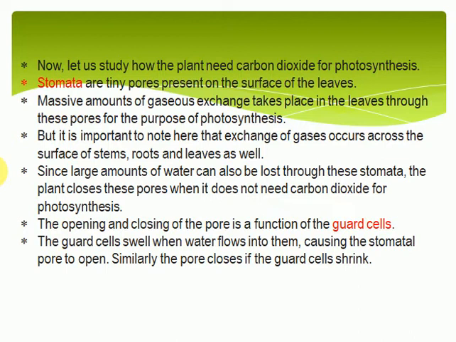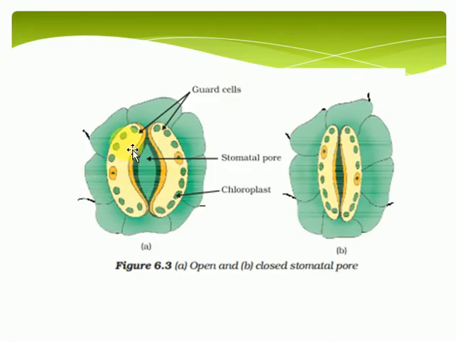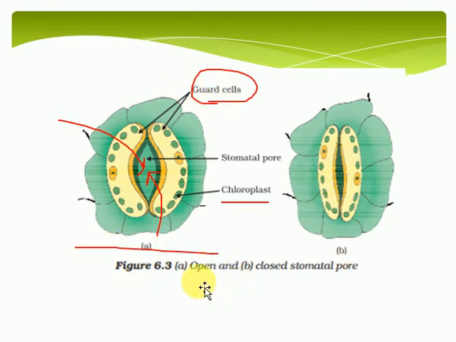Now let us study how the plants need carbon dioxide for photosynthesis. I told you about the stomata. These are the stomata which have the stomatal pore. The stomata are for the exchange of gases, and water loss also takes place through these tiny pores, and exchange of gases, that means exchange of carbon dioxide and oxygen, also takes place through these pores. They are made up of two kidney shaped cells which are called the guard cells. So this diagram shows you the open stomata, and this is the closed stomatal pore.